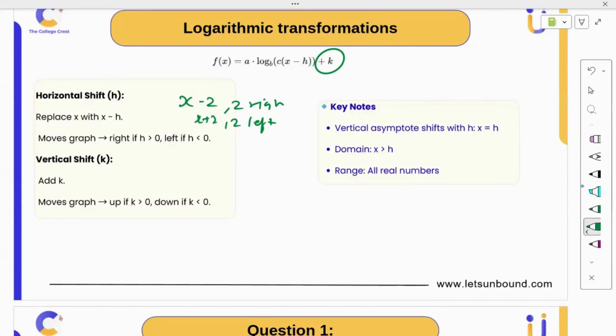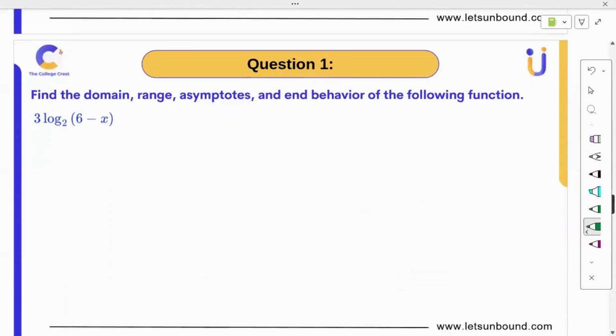Now the key notes: the vertical asymptote is originally the y-axis. After transformation, depending on what I add inside horizontally, the vertical asymptote will shift, and hence the domain will also shift. And the range is all real numbers every time. Right, let's go for questions.